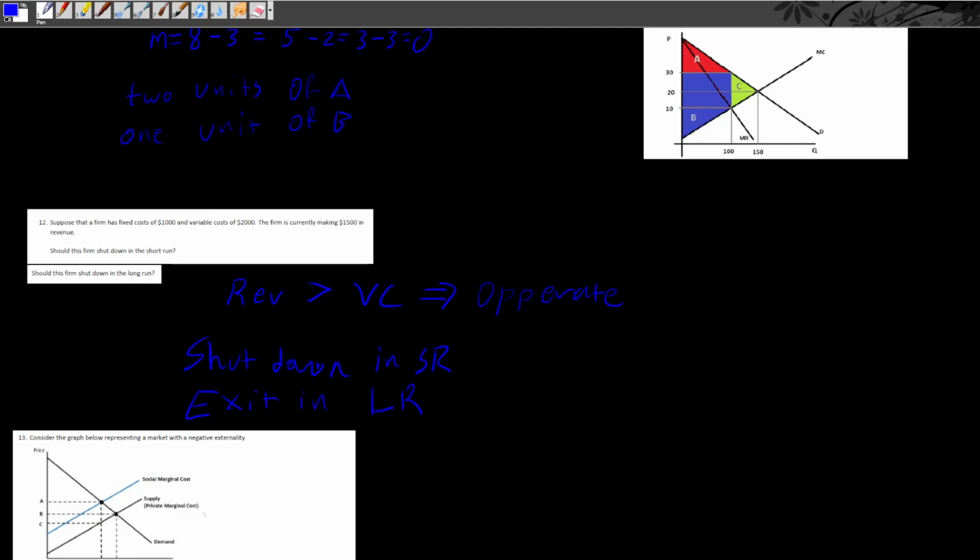And that's how all those questions go. Basically, in the short run, the criterion is the relationship between revenue and variable costs. In the long run, it's just are they profitable or not.